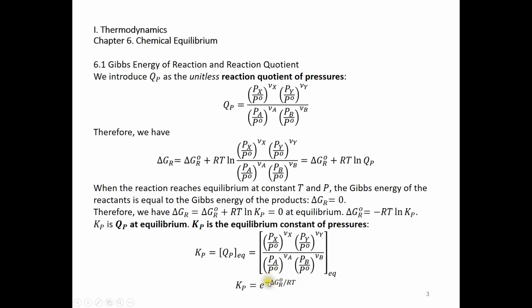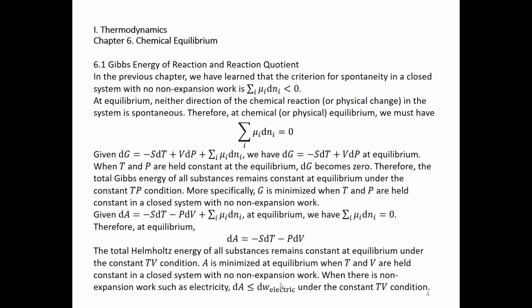Now how do we get this? This delta G of R in the standard state is simply the Gibbs energy of formation of all products minus the standard Gibbs energy of formation of all reactants. This is just the difference between the reactants and the products.